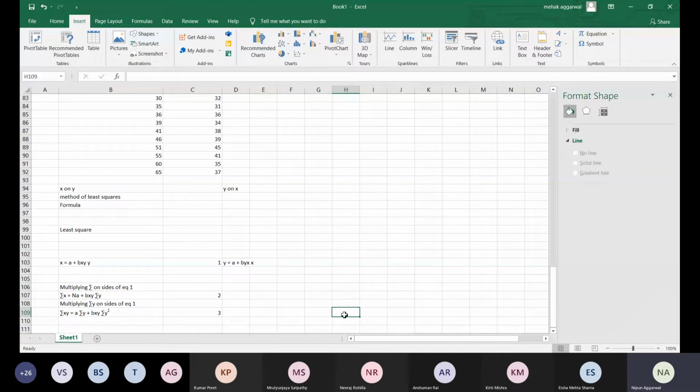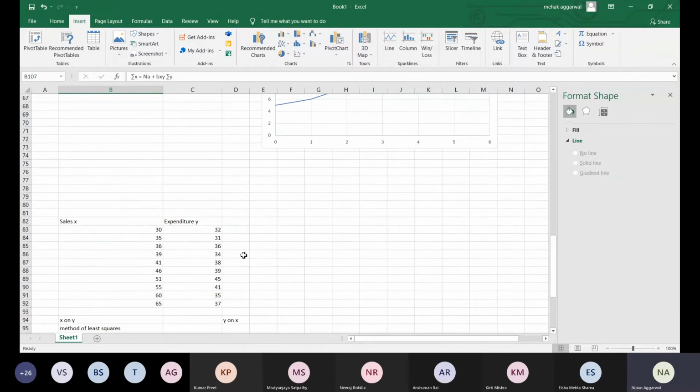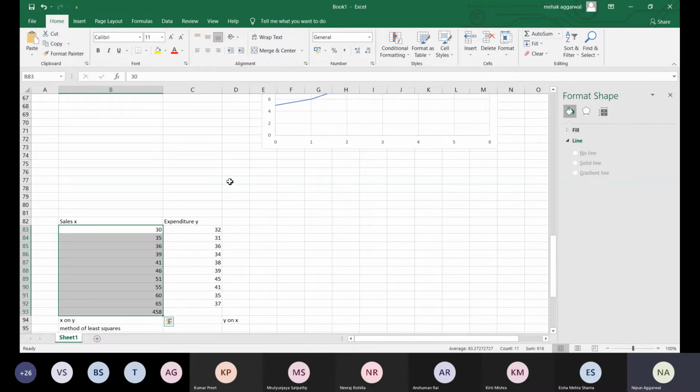Now you have equation 2 and equation 3. We can put the values from the data, we'll get the two equations, and then we can solve those two equations to find the values of a and bxy. So that is your least square method. So let's put the values from the data. First you have to calculate sigma x. This is your x data, so the summation of this becomes your summation of x, and this becomes the summation of your y.